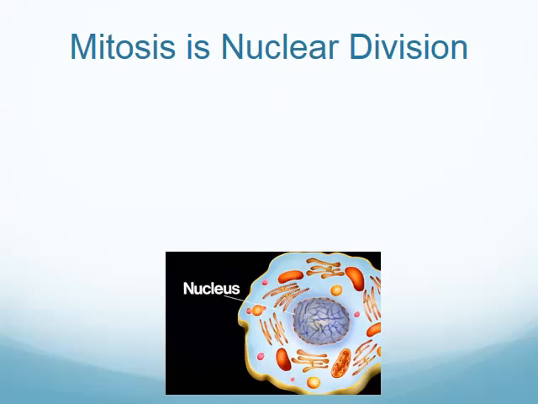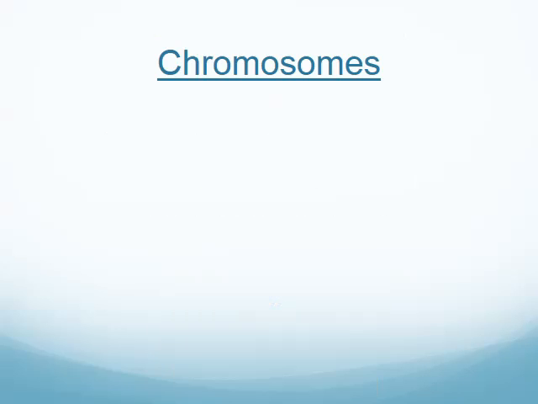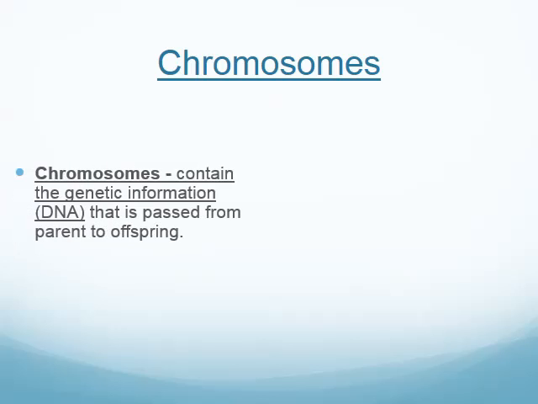Mitosis, however, is the main distinction between the two. It's true both of them split the cells, but mitosis involves nuclear division. So we're dividing the nucleus, which is something that only eukaryotic cells have. Now, inside the nucleus, we have these things called chromosomes. Chromosomes are what contain the genetic information, or DNA, that is passed from parent to offspring.